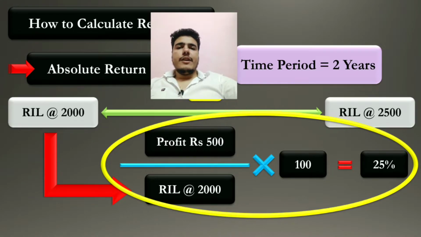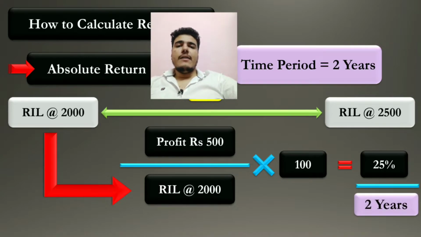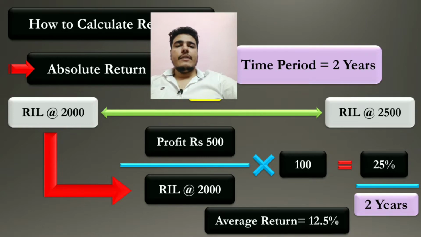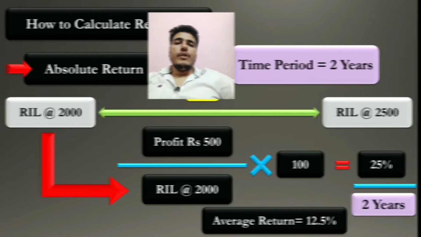Now let's try to understand the average return. For calculating average return, you have to divide absolute return by time period, okay. So in this case 25% is the absolute return and you have to divide it by 2 and you will get the average return, that is 12.5% per annum. But this is also inaccurate because it ignores the effect of compounding. How, we will understand in the next slide, but you have to understand the disadvantages of absolute return and average return. In case of absolute return, it ignores the effect of time period, and in case of average return, it considers time period but it ignores the effect of compounding.